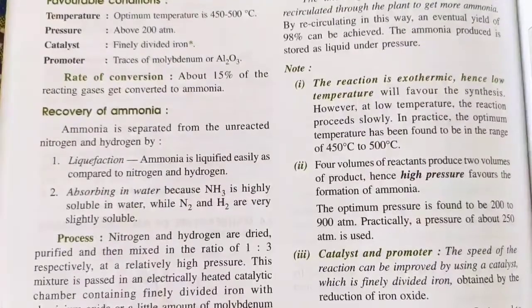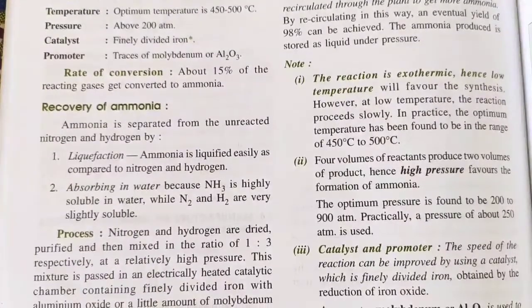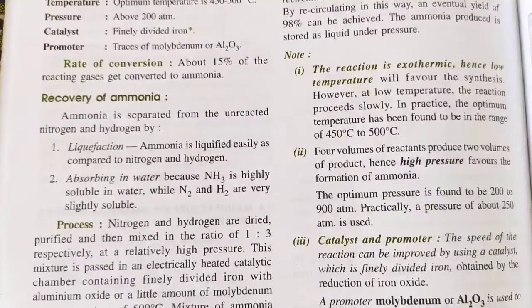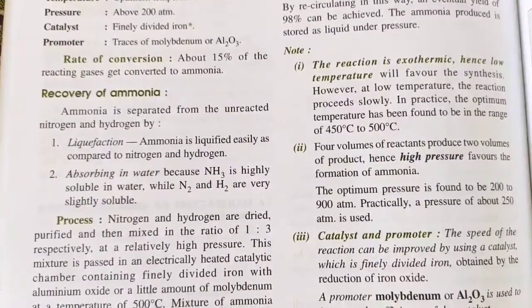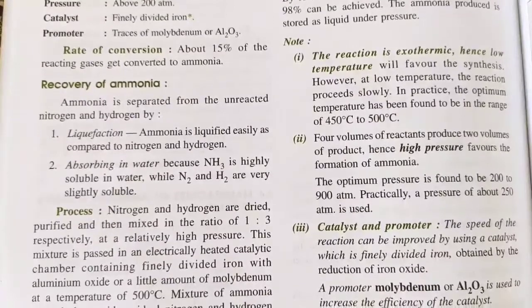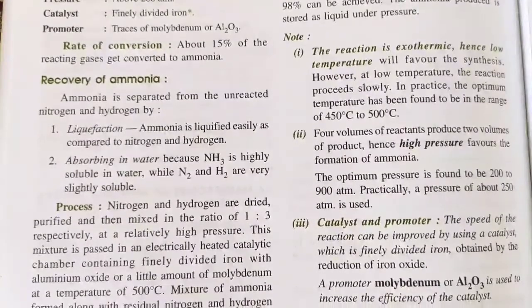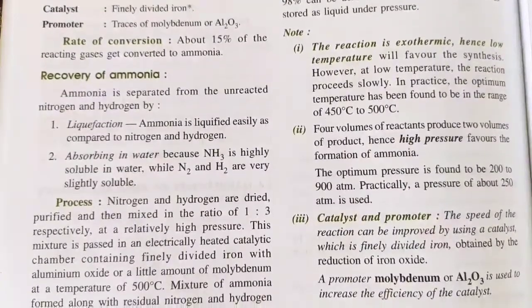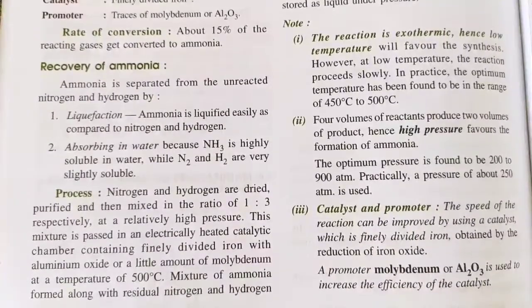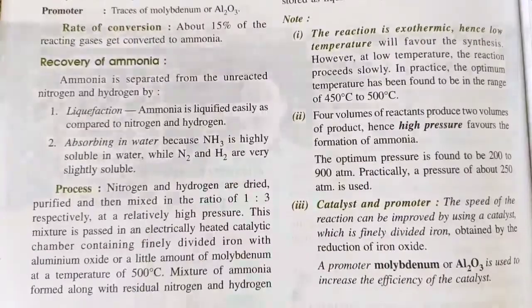Since this reaction is a highly exothermic reaction, what happens? The low temperature favors the forward reaction. And also, since four volumes of the reactants produce only 2 volumes of the product, the high pressure favors the formation of ammonia. And finally, the catalyst and the promoter, what do they do? They speed up the reaction.